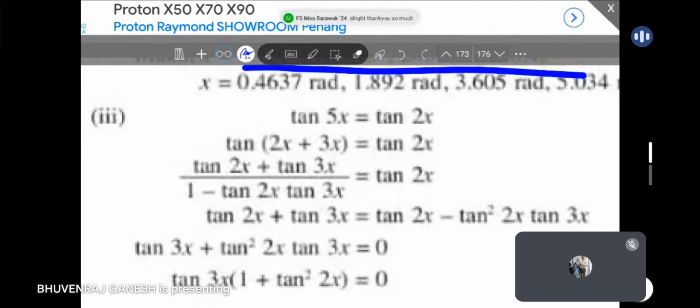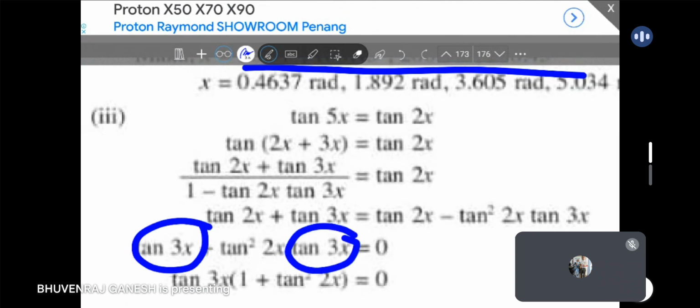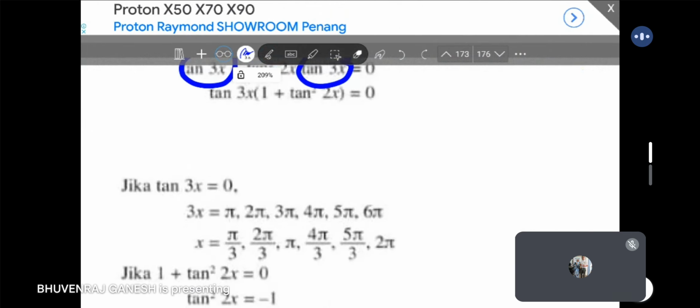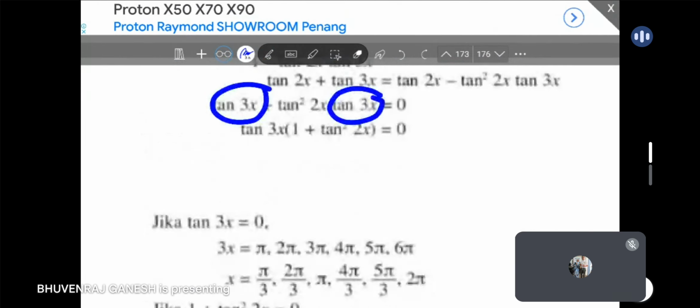will see that you finally can factorize, guys. Kamu boleh faktorkan. Can you see here, guys? Tangent 3x, tangent 3x. So kamu boleh faktorkan, factorize it out. So you will get 2 possible answers lah. 2 jawapan. So always make the right hand side equal to 0. Bagi kanan tu sama dengan kosong.